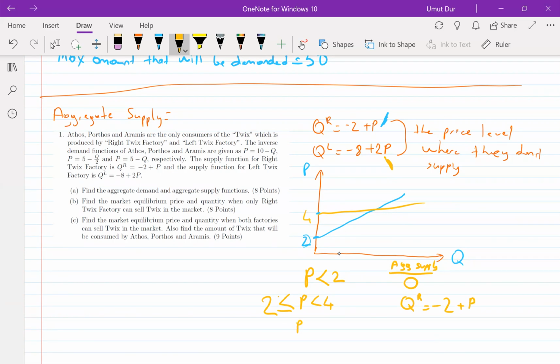When price is greater than 4, both firms will supply, and we have a supply curve of, I'm just adding up the right hand side again. Okay, it will be minus 10 plus 3p. Okay, so it will be the summation of the both supplies. Okay, so this will be my aggregate supply.